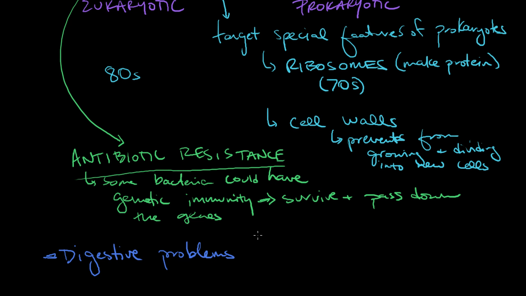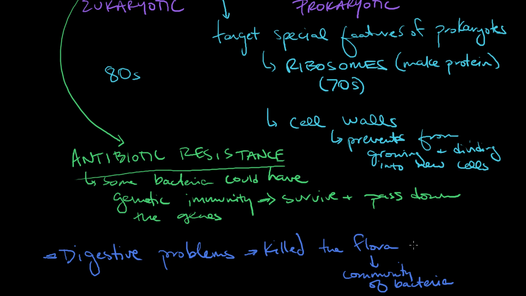And these digestive problems are because those antibiotics have also killed the flora, which is the community of bacteria that live in your intestines. And some of them are good. Remember, some of them make vitamin K for our bodies. There's E. coli, good E. coli in our bodies. But it kills that flora, and then it messes with your natural digestive system.